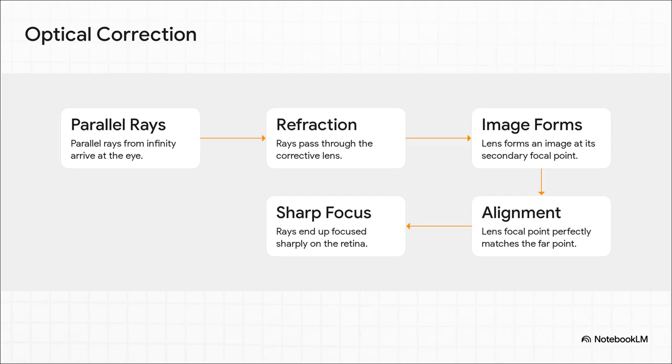Step 4. Alignment. Because you, the brilliant clinician, chose the correct lens power, that secondary focal point perfectly matches the patient's far point. And finally, Step 5. Sharp focus. You see, the eye has no idea the light originally came from a mountain, it just senses rays coming from its own far point and easily focuses them right onto the retina. You've essentially tricked the eye into seeing infinity by funneling it perfectly through the far point.